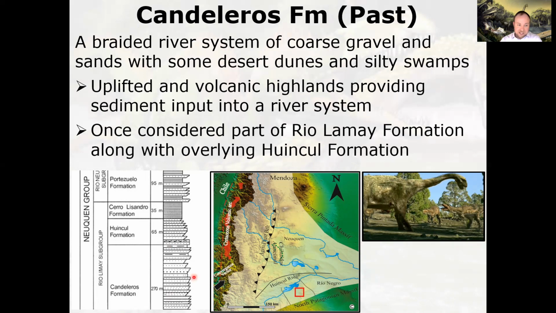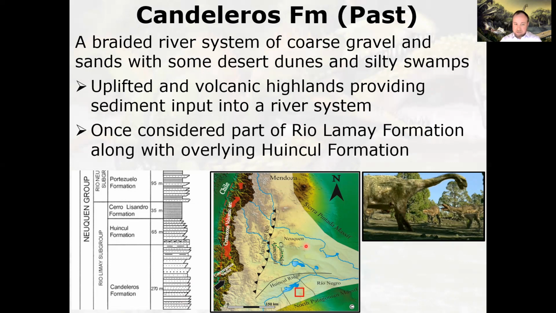We start with kind of braided river systems. There's some occasional desert dunes. So just like today, when it's in a rain shadow and it's kind of arid, it's a little bit arid sometimes here as well. And then some siltier, lower energy swamps at times, but mostly it's these coarse river gravels and sands. And it's all inputting that material into this river system here.